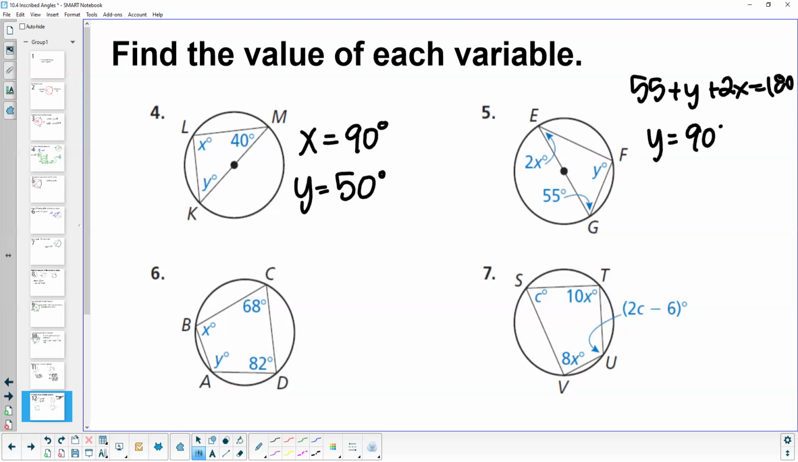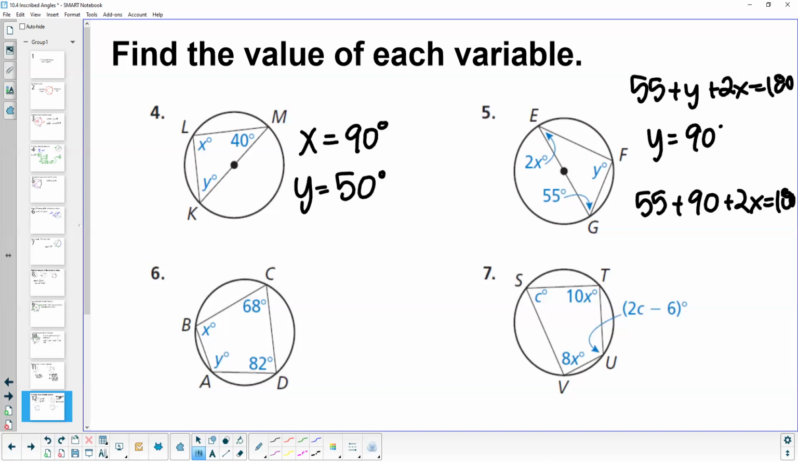And the reason why we know that is because EG is our diameter, and we were told any right triangle that's created out of the diameter and an inscribed angle, that inscribed angle is going to be 90 degrees. So if y is 90 degrees, and we know that 55 plus y plus 2x equals 180, we can just do that math there where we have 55 plus 90 plus 2x equals 180. And we can go ahead and do that calculation there in our calculator.